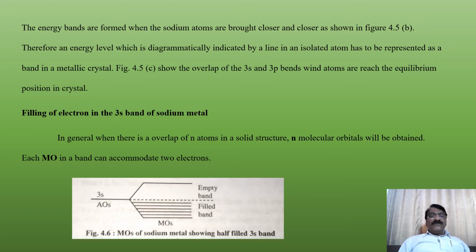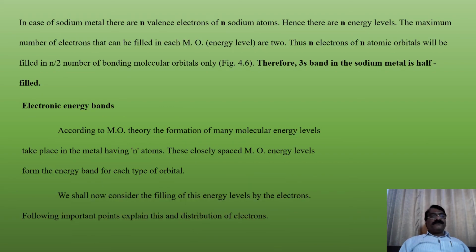As n atoms are combined, they provide n atomic orbitals, and thus there is formation of n by 2 BMO and n by 2 ABMO. BMOs get filled by the electrons, and thus there are filled orbitals. Those orbitals form the band. That band is the filled band, and the empty orbitals form the empty band. Thus, due to the filling of electrons, there is formation of filled bands and empty bands.